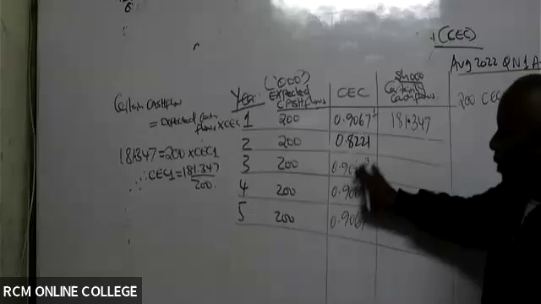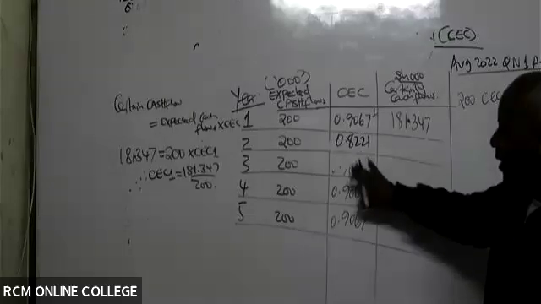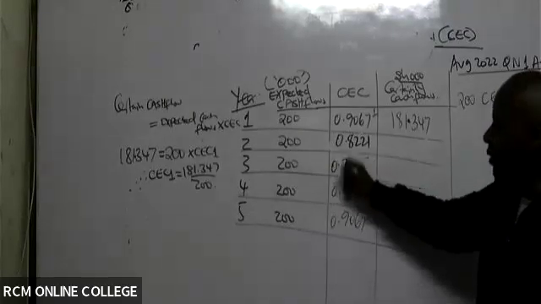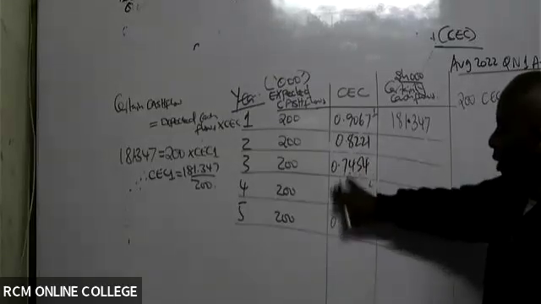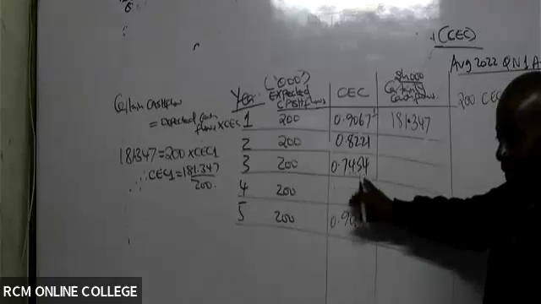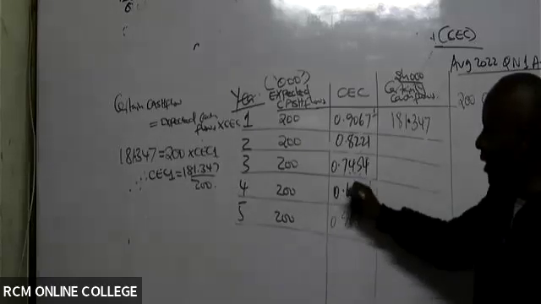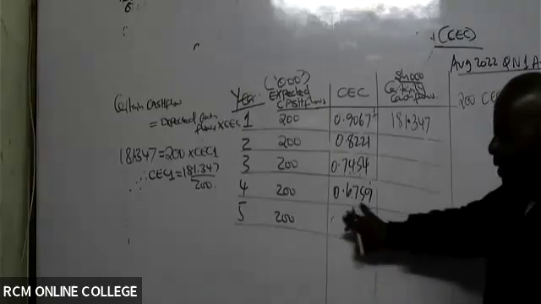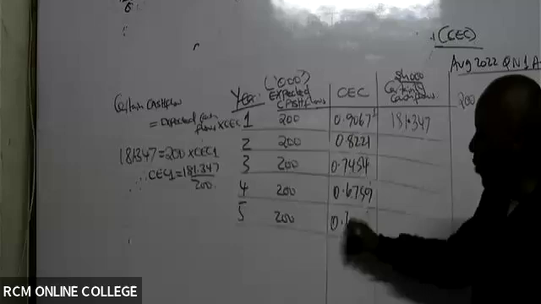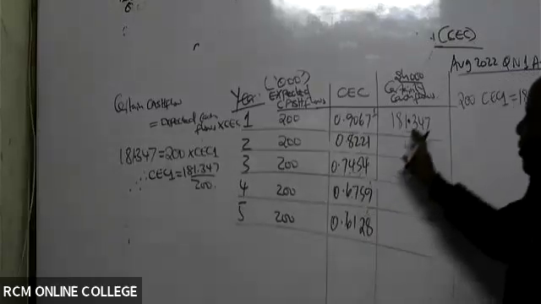221. How about the third one? 7454. All right. How about this one here? Raised to power 4. 6759. How about the last one here? 6-1. Then are you able to give me now these answers?